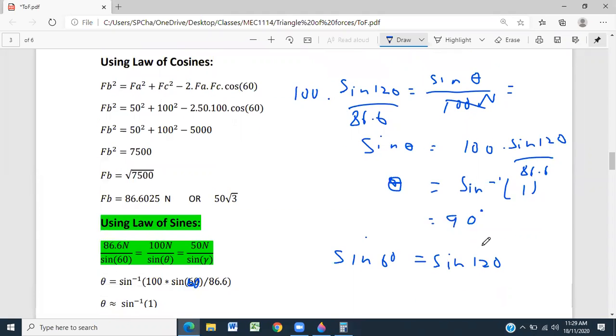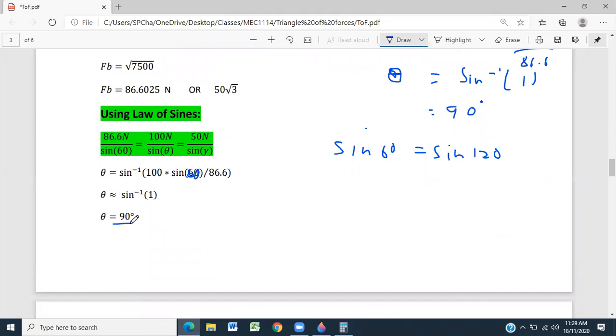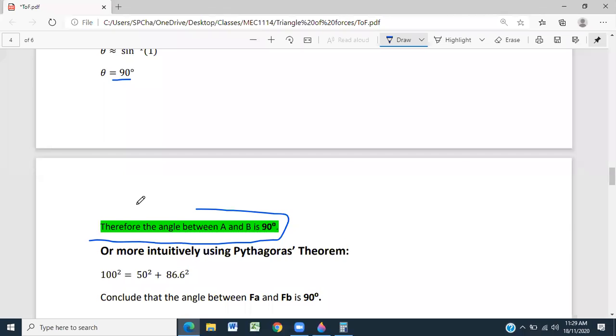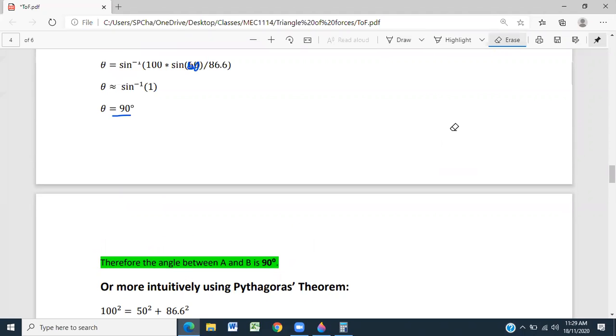Easy peasy, right? So the angle between A and B is 90 degrees. Simple enough. Any questions on how we find that? No. Okay, good.